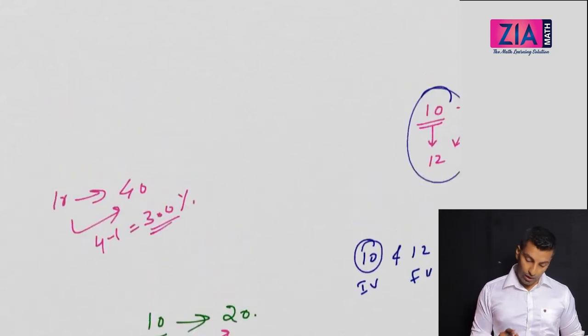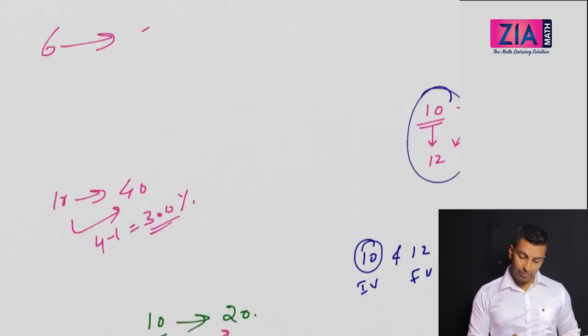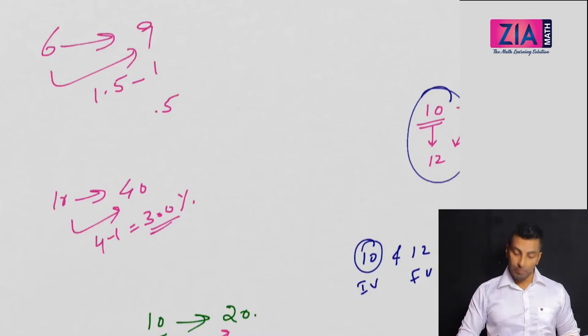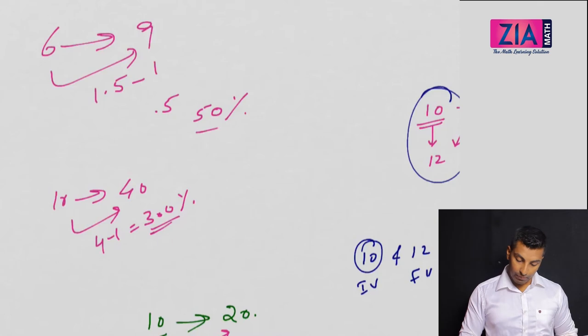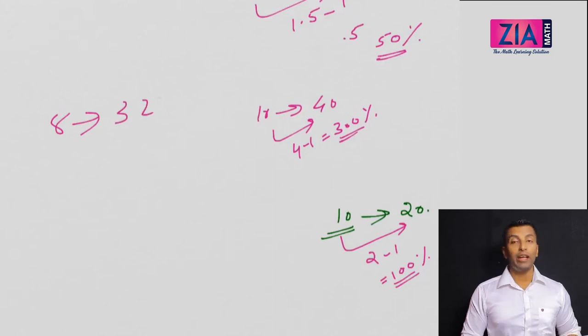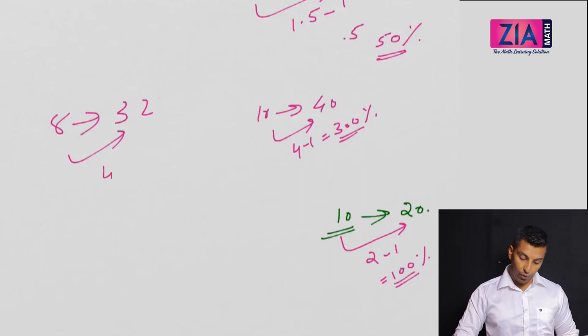Now what about 6 to 9? 6 to 9 means 1.5. Now 1.5 minus 1 means 0.5. When you add 1 zero, it becomes 5. Another 0, it becomes 50. So 6 to 9, 50% change. Similarly, 8 to 32: what is the percentage change? Factor of multiplication 4. 4 minus 1, 3. Answer is 300%.